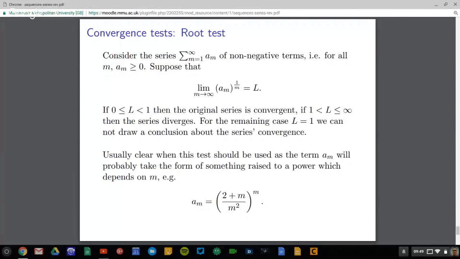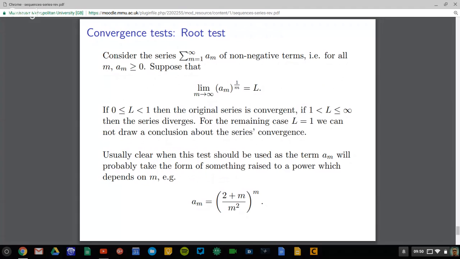I think this is the final one. Yeah, the root test. So the root test, again, this doesn't apply that much. This is where we take the nth root of the nth term of your series, which for typical expressions in m, taking the nth root is probably quite awkward, and it's probably quite hard to determine what the nth root of just a random expression in m is going to look like.